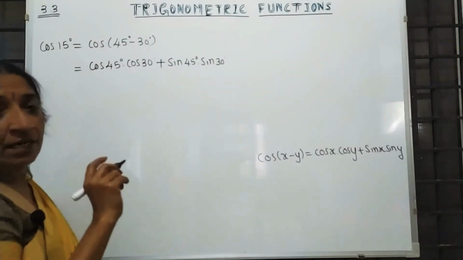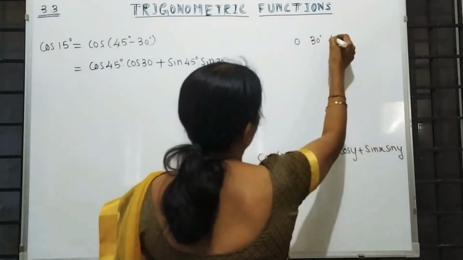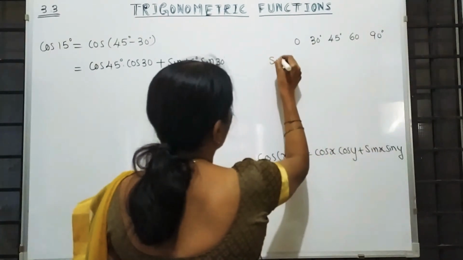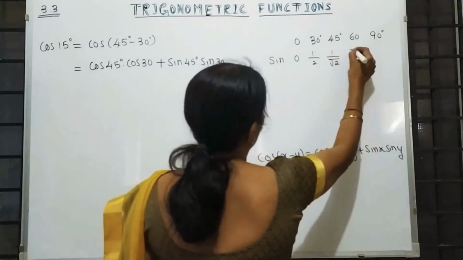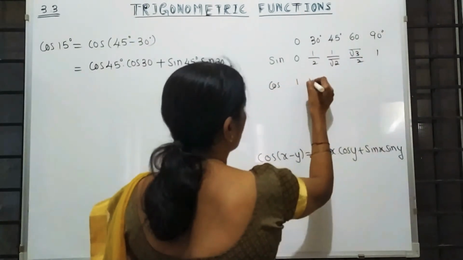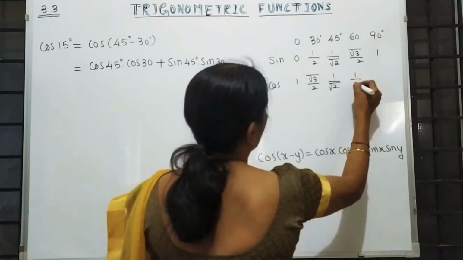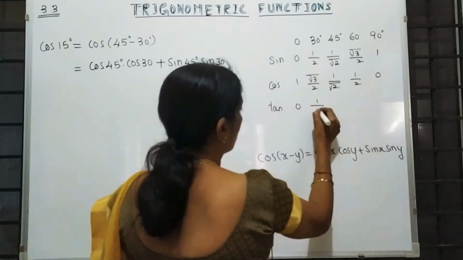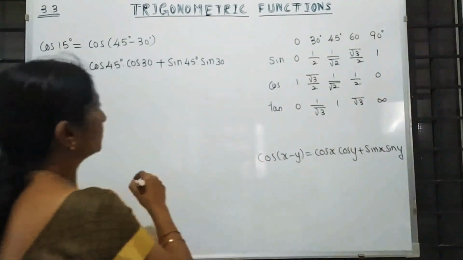Have you remembered the standard values? Anyhow I am writing once again: 0, 30 degree, 45 degree, 60 degree, 90 degree. Sin 0 is 0, then 1 by 2, 1 by root 2, root 3 by 2 and 1. For cos just write this in reverse order: 1, root 3 by 2, 1 by root 2, 1 by 2, 0. And for tan, 0 upon 1 is 0, 1 by root 3, 1, root 3 and this is infinity.